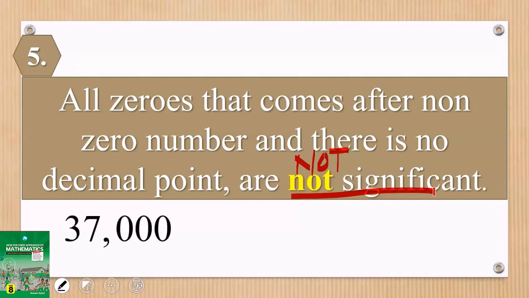For example, if I write 37,000, these 3 zeros here are not significant. So here I would say I have only 2 significant figures in this number 37,000.